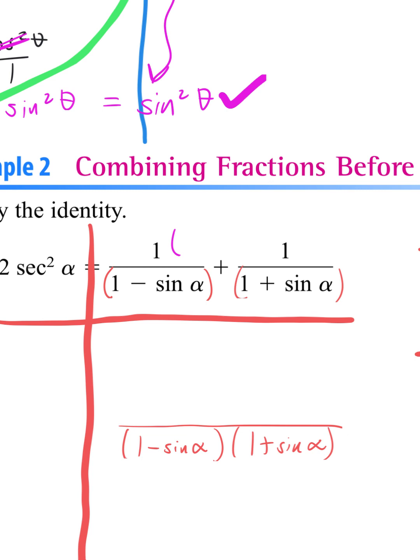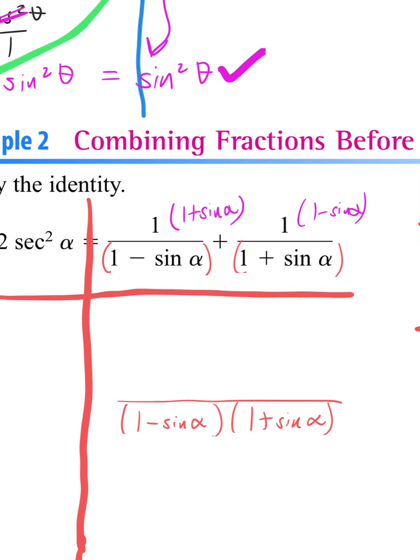You guys will see what Chloe and Brian are talking about in a second. All right, my first fraction has the 1 minus sine alpha. What does it need so it has a common denominator? The 1 plus, right? Okay. The second fraction has the 1 plus. What does it need? The 1 minus. All right, perfect. So let's multiply.